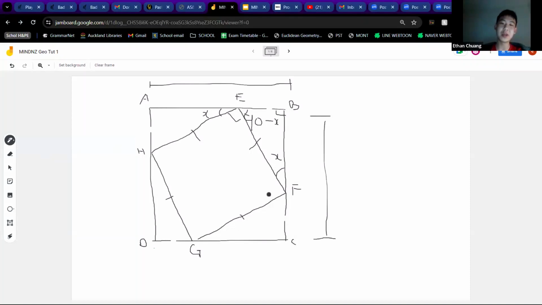And then if you just repeat this process around the entire square, you'll find 90 minus X here, and then X over here, 90 minus X over here, X over here. So, go around the square, right? Basically, now we have all the necessary information.